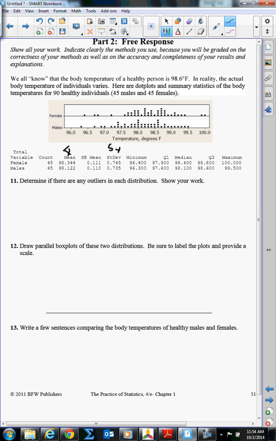And they give us the 5-number summary for both sets of data, which is nice because I wasn't excited about entering individual data things into my calculator and getting that myself. So that's kind of cool. All right, so number 11 says to determine if there are any outliers in each distribution. So for this, let's use the 1.5 IQR technique.